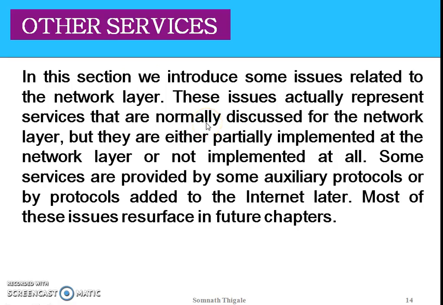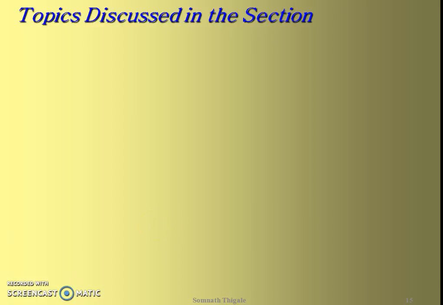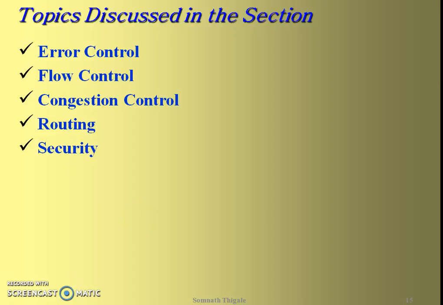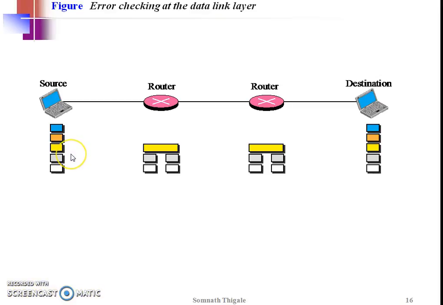Apart from this, the services which are not provided by the network layer actually represent services that are normally discussed for the network layer, but they are either partially implemented at the network layer or not implemented at all. Some of the services are provided by auxiliary protocols, by protocols added to the internet later. Most of these issues resurface in the future chapters, so we'll try to understand different scenarios like flow control, error control, congestion control, routing, and security. These are the basic parts which we need to take care of while working on the networking layers.